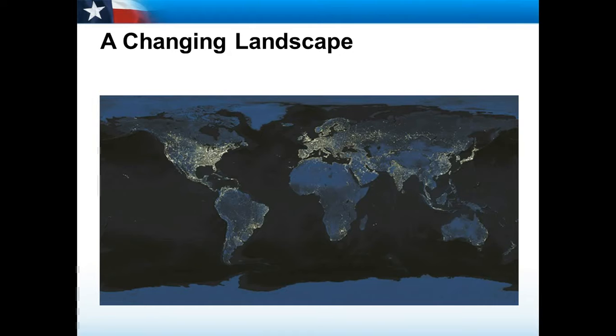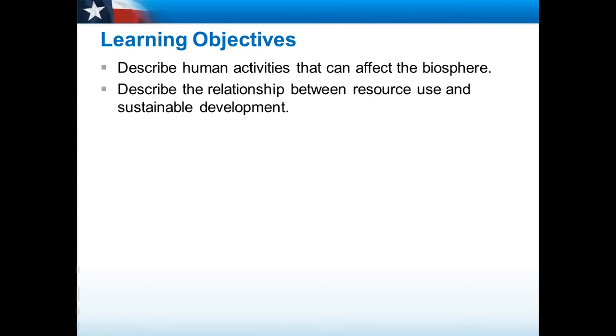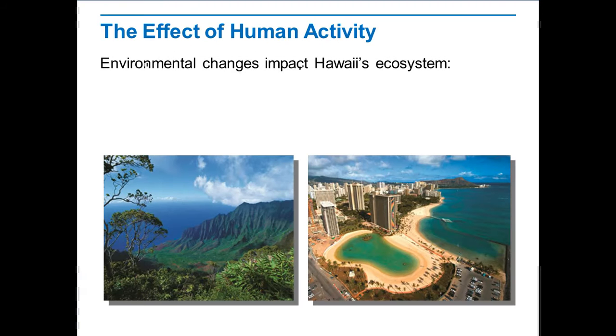Welcome to Lesson 6.1, A Changing Landscape. In this lesson, we'll describe human activities that can affect the biosphere and describe the relationship between resource use and sustainable development. Take a look at these two pictures.